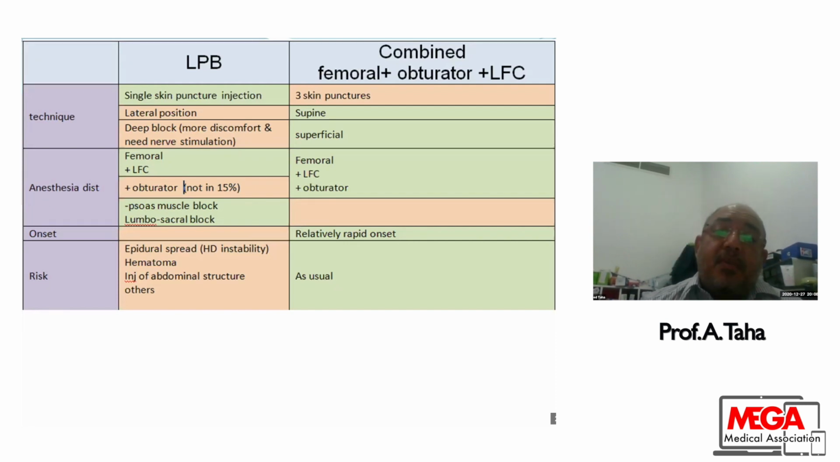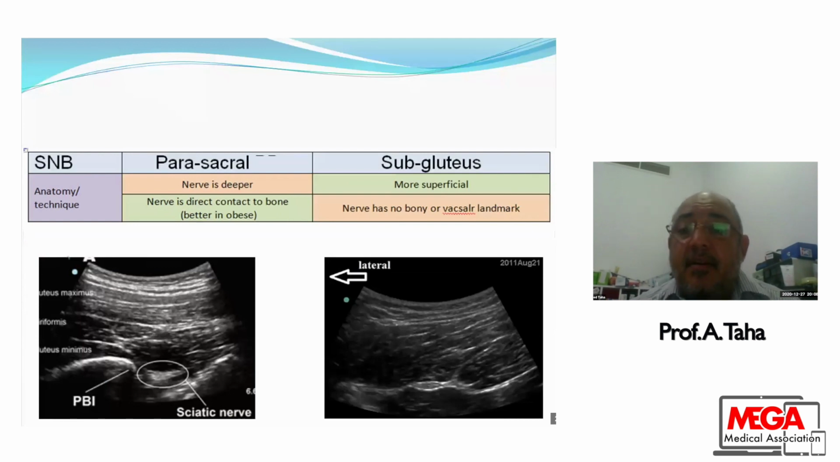The second comparison here will be between the parasacral and subgluteal sciatic nerve block. Both techniques are proximal techniques to block the sciatic. Subgluteal is far more common and more famous than the parasacral. The nerve position in the subgluteal is more superficial than in the parasacral. However, in the subgluteal, as we saw yesterday, there is no good landmark or sonographic landmark.